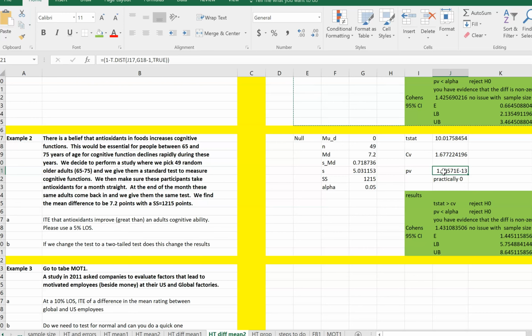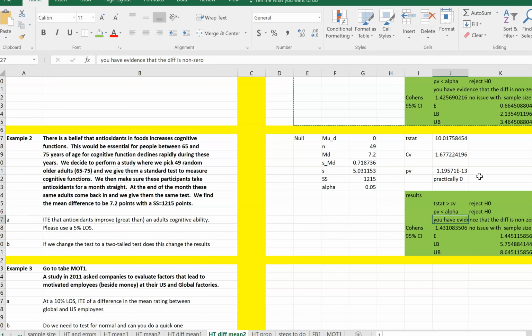Sweet. Now that I have all this information, and by the way, E negative 13 just means very, very small, close to 0, all right? That means 13 shifts to the left. That's scientific notation, if you're wondering. All right, what do we have here? Once again, my t-stat is bigger than the critical value. Yes, so I reject. Once again, my p-value is less than alpha. Yes, so I reject. So that means I have evidence the difference is non-zero.